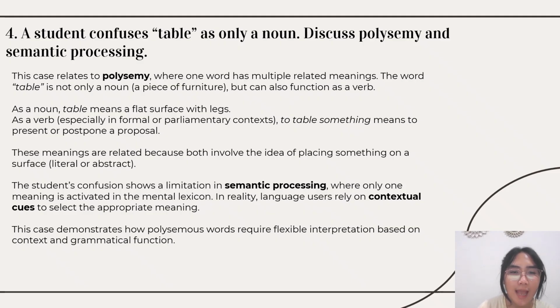As a verb, especially in a formal or parliamentary context, to table something means to present or postpone a proposal. These meanings are related because both involve the idea of placing something on a surface, literal or abstract. The student's confusion shows a limitation in semantic processing, where only one meaning is activated in the mental lexicon.